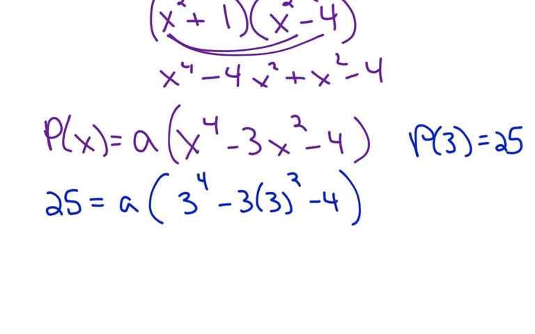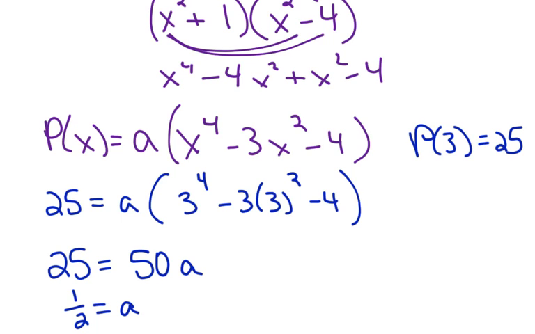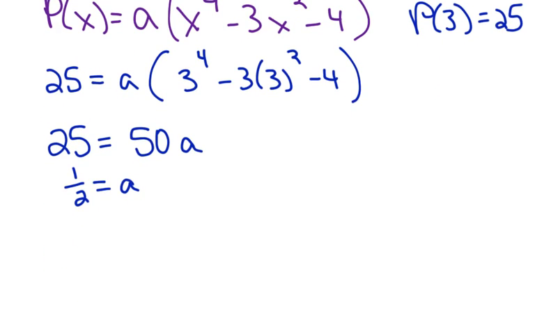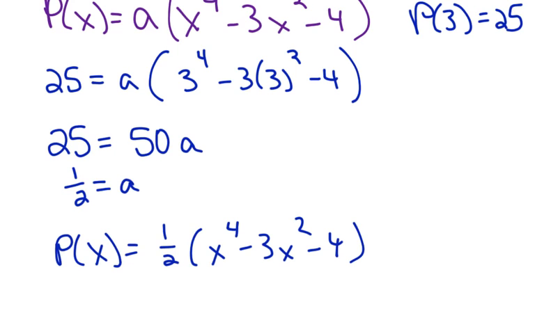So I'm going to plug in 3 everywhere I see an x, and then I'm going to simplify this problem. I want to find out that 3 to the fourth minus 3 times 3 squared minus 4 is 50. And then I'm going to divide by 50, and I find out that a is a half. So p of x must be 1/2 times x to the fourth minus 3x squared minus 4, or you can write that as 1/2 x to the fourth minus 3/2 x squared minus 2.